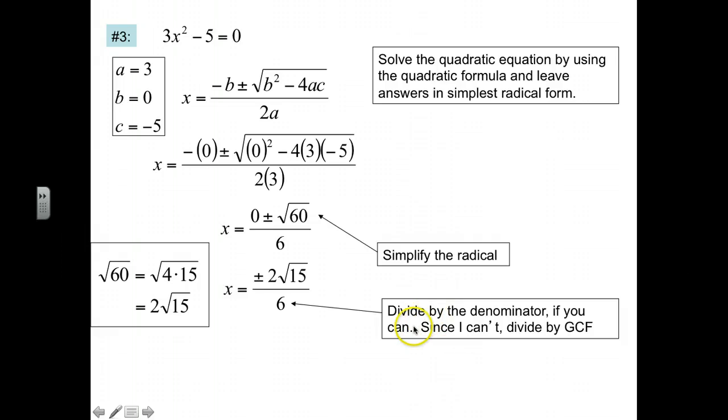So since I can't divide by the GCF, it says divide the denominator if you can, but in this case I can't. I will be left with plus or minus square root of 15 over 3. How did I get that? Because 2 goes into 2 once, 2 goes into 6 3 times. So this is my final answer. I don't have to separate it since it's just 1. It becomes x is equal to plus or minus square root of 15 over 3, and those are my roots.